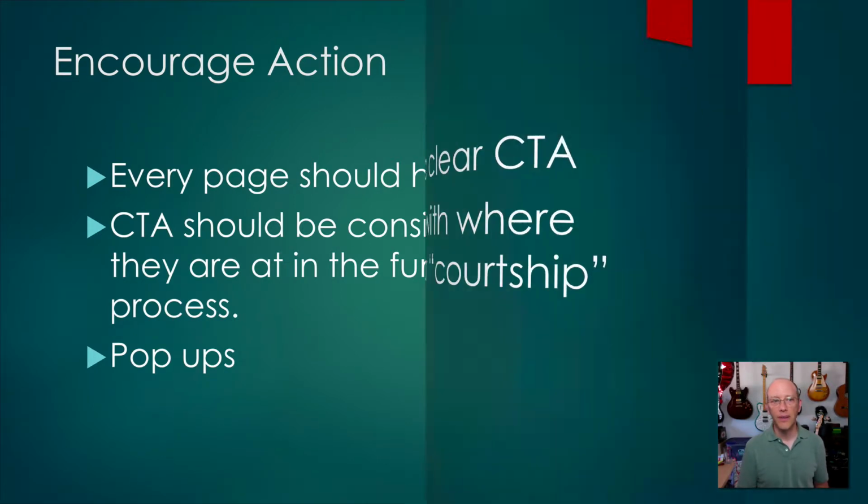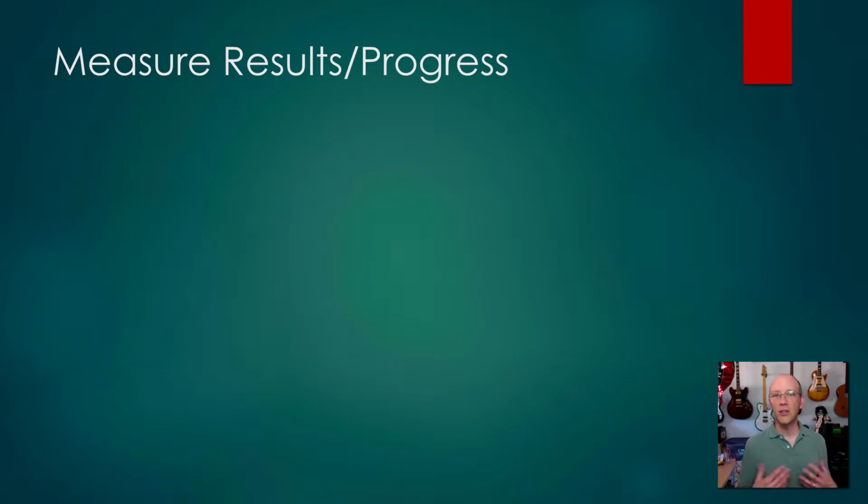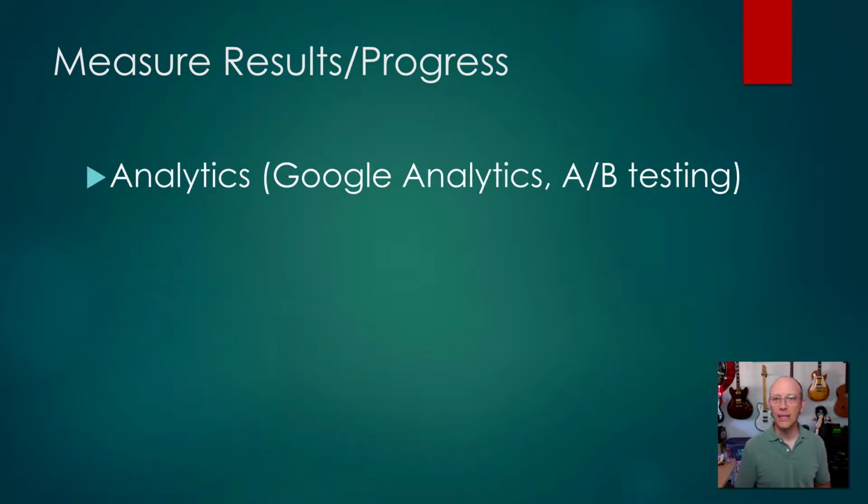All right, let's talk about the next thing, which is measuring your results and your progress. Very simply, you should have something in play that delivers some kind of analytics to you, whether that be Google Analytics, like we talked about earlier, or some kind of A/B testing. These are not things that you can see on your website, but they're things that you need to have set up in place so that you can measure how effective your marketing is.